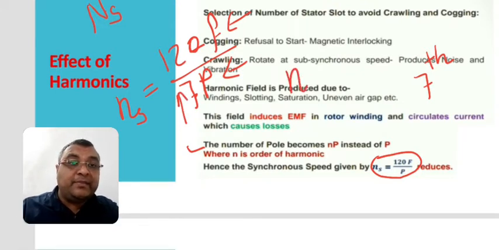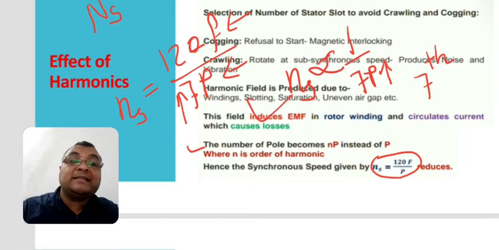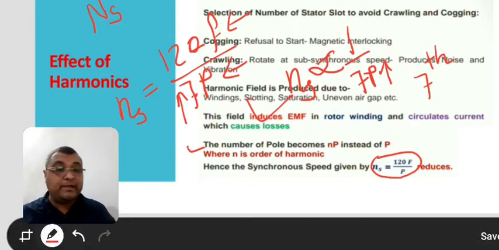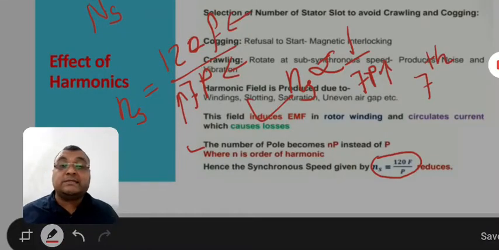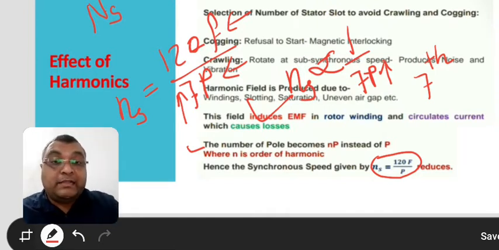So simply ns is proportional to 1 by 7p. If this is going to be increased, what happens with the synchronous speed? Definitely it is going to be decreased. If the synchronous speed is decreased, that means the three-phase induction motor is going to rotate at a decreasing speed, which we know as the subsynchronous speed. Okay, so that's how the harmonics affect the three-phase induction motor speed.